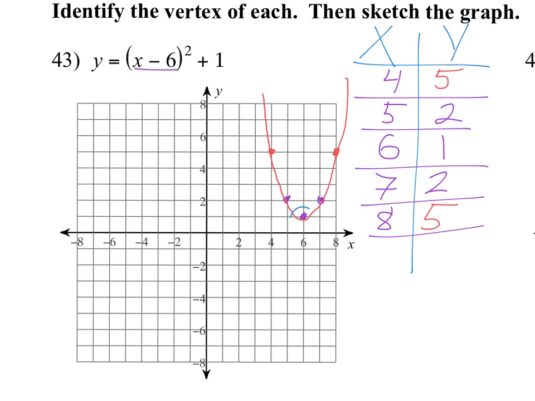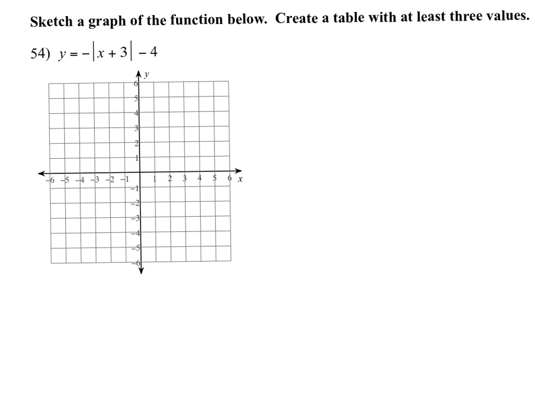The vertex for this graph was at 6, comma 1. You can get this either from graphing or by looking at this form and realizing that the x-coordinate is the opposite of what's inside. The y-coordinate is that number, so 6, comma 1. Sketching a graph of absolute value.